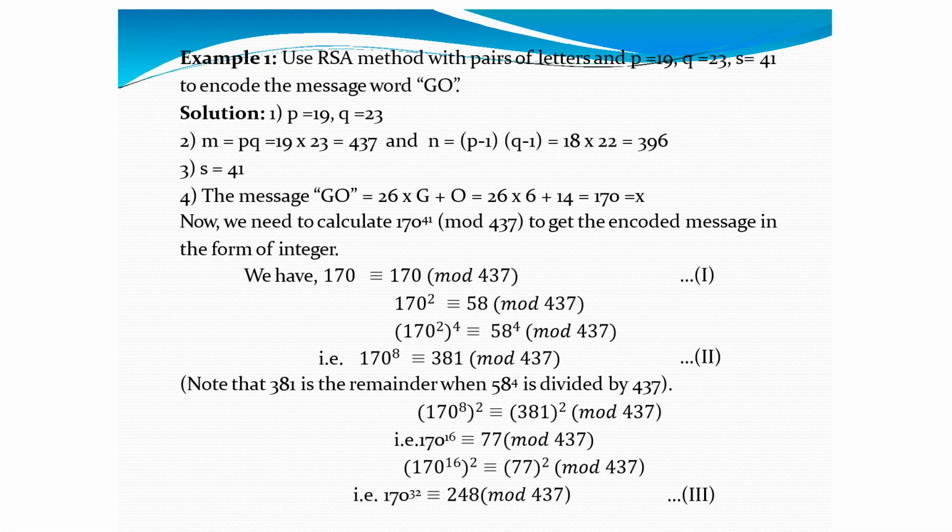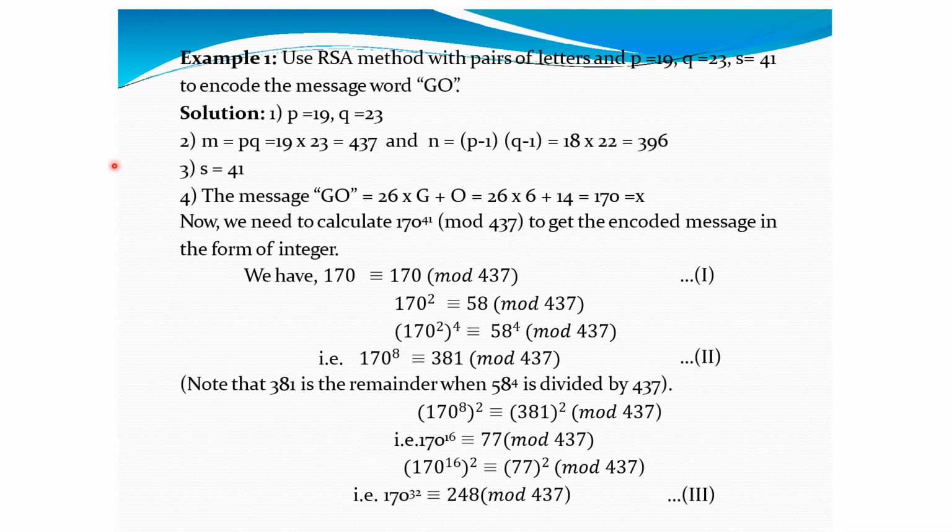Now see one example of the RSA method. Use the RSA method with pairs of letters and P equal to 19, Q equal to 23, S equal to 41 to encode the message word "go". Now our first step: the values of P and Q, which are already given to us.